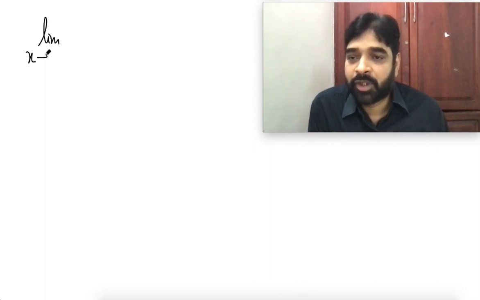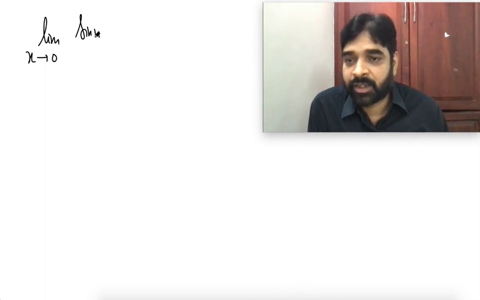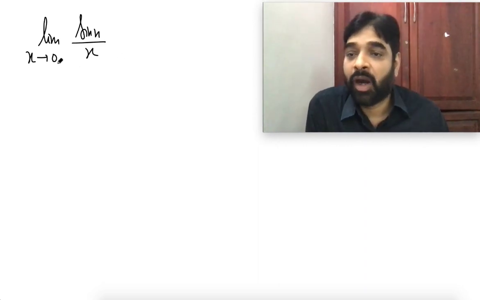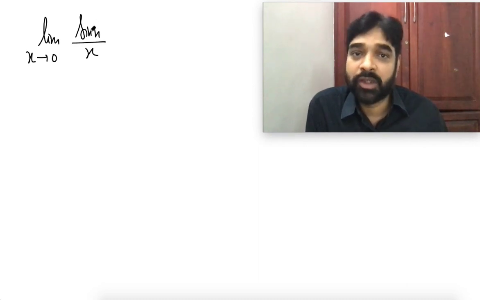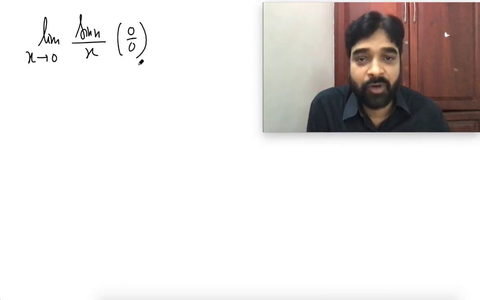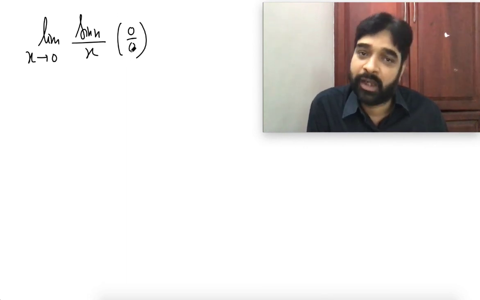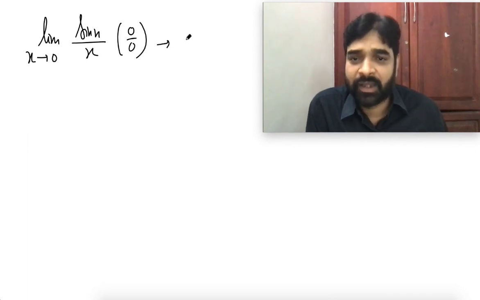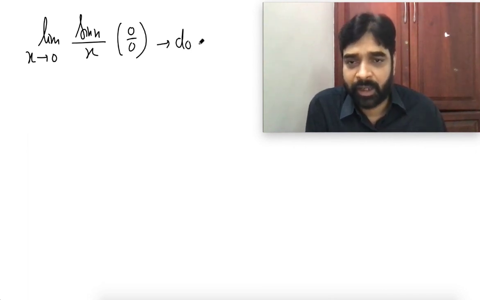Limit x approaches 0, sin x by x. Check the form. How to check the form? Put 0. So what do you get? Sin 0 by 0. Sin 0 is what? 0. So the form is 0 by 0. This is the way to write. We always write the form in brackets adjoining the limit, so that it will be crystal clear. It means I cannot solve it directly. We'll solve further later.